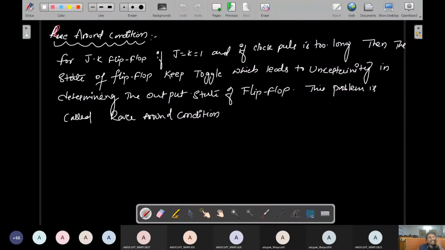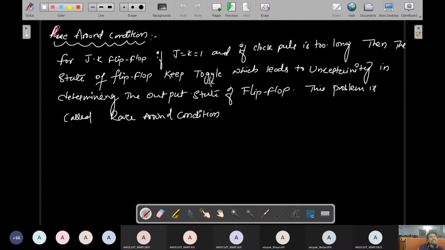See, I'll write here very clearly. For JK flip flop, if J is equal to K is equal to 1, and if the clock pulse is too long, meaning if your applied clock pulse is always in the high condition, so that is called the too long condition, then the state of the flip flop keeps toggling.